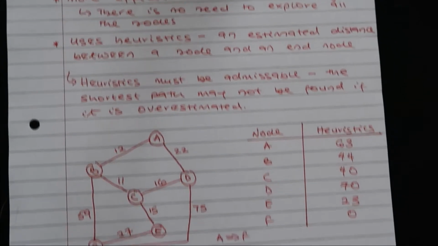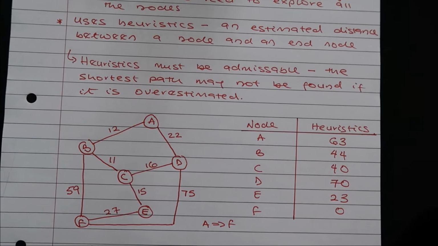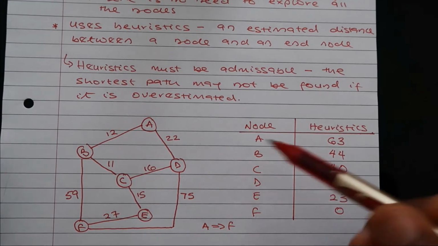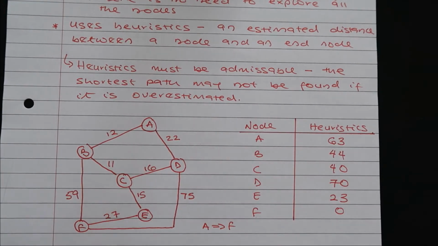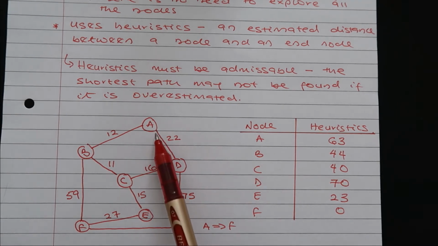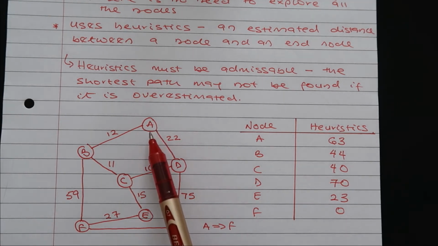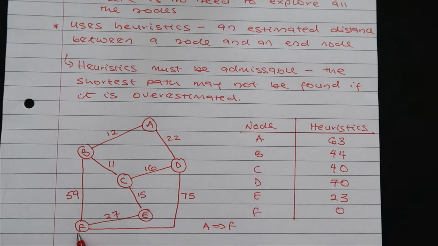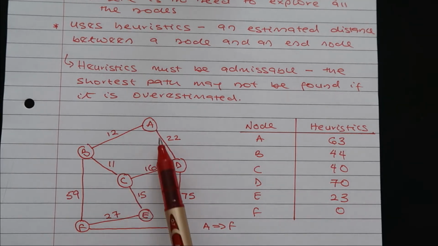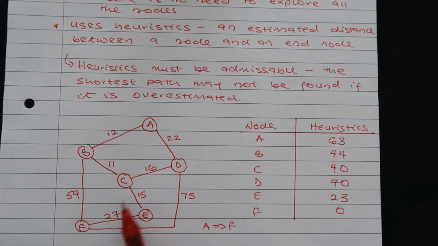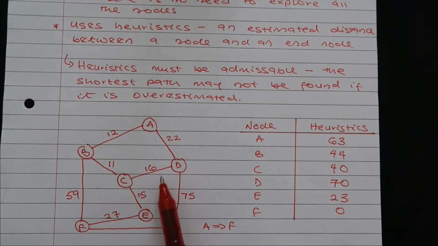In this example, you can see we have our graph, and we want to look for the shortest path between A and F. You can see all the nodes we have here: A, B, C, D, E, F. These are all the possible node routes we can take to get to F.